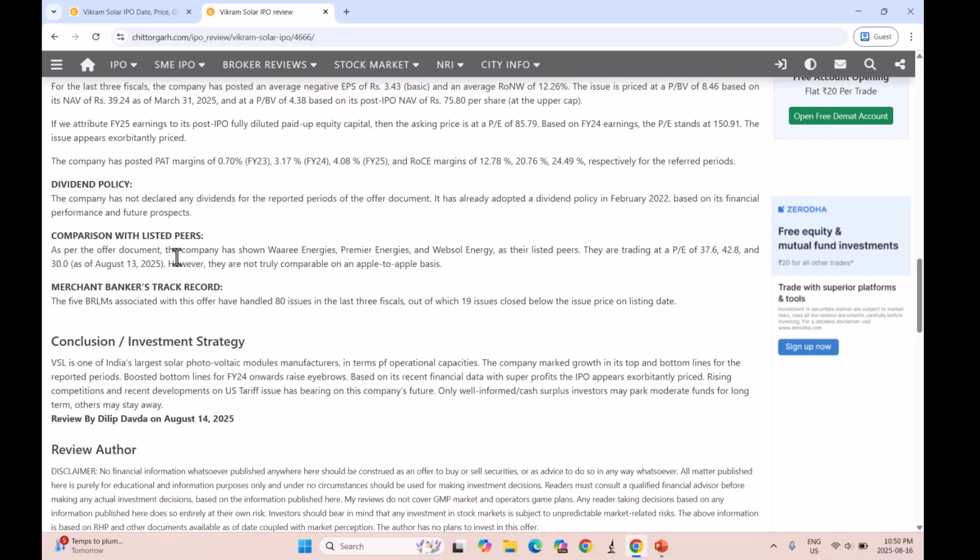So if you come here, as per the offer document, the company has shown Vari Energies, Premier Energies, Websol Energy as their listed peers. They are trading at a PE of 37.6, 42.8, and 30 on August 13, 2025. However, they are not truly comparable on an apple-to-apple basis, but still the PE is way higher than that.